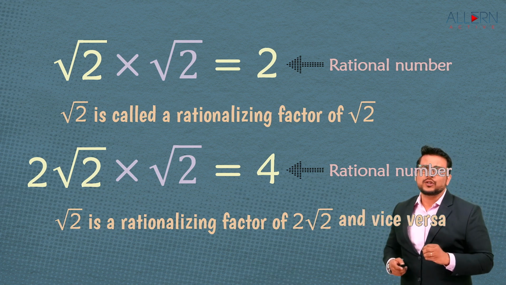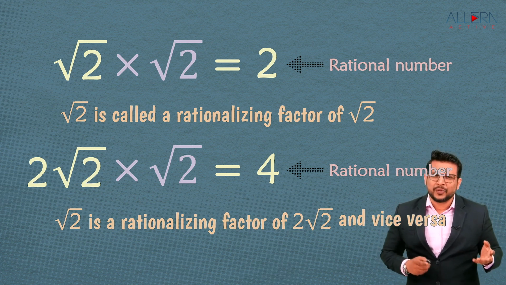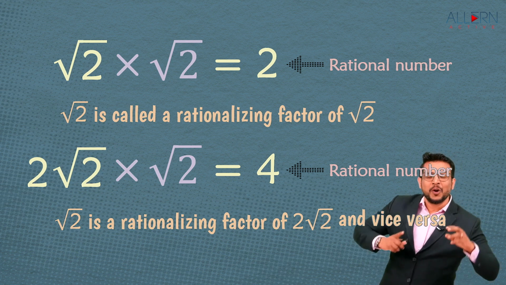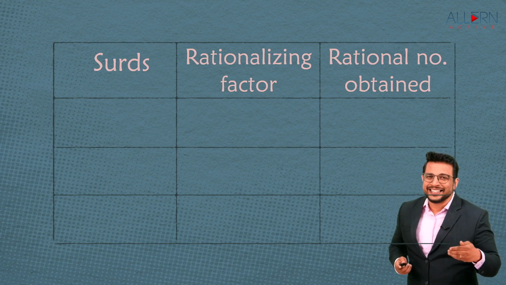Okay, beautiful. Let's go ahead and discuss something more. As I said, it can be vice versa. For example, for 2 root 2, the rationalizing factor is root 2. For root 2, the rationalizing factor can be 2 root 2. Isn't that easy? Very easy, right?